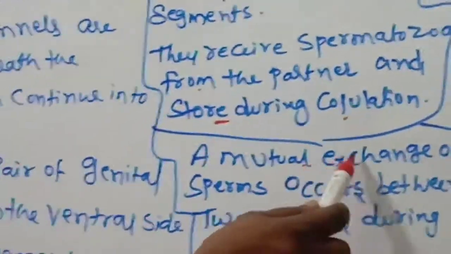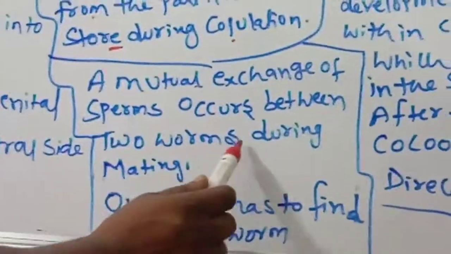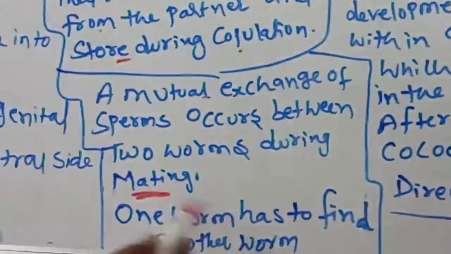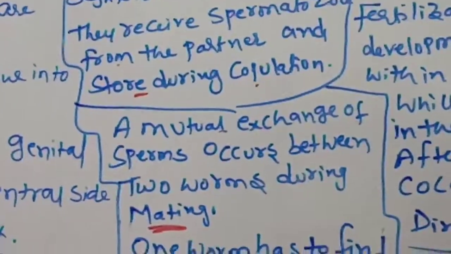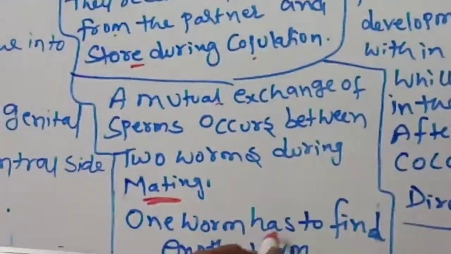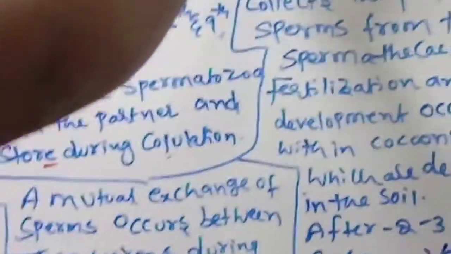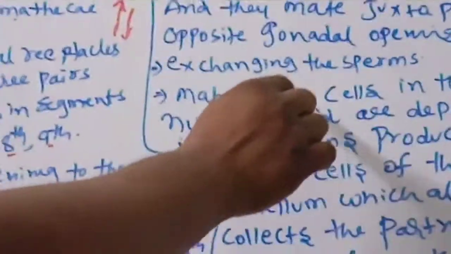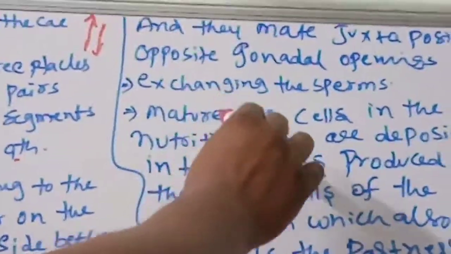A mutual exchange of sperms occurs between two worms during mating. One worm has to find another worm, and they mate, juxtaposing opposite gonadal openings. The exchanging of sperms takes place.